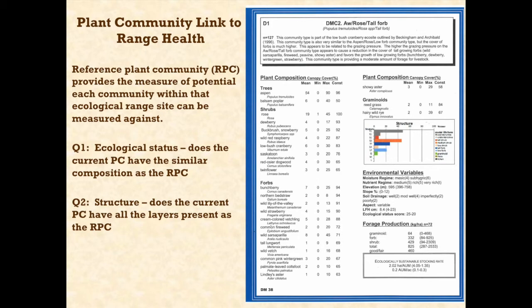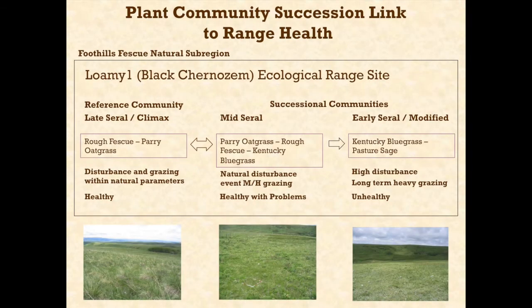Those first two questions you can't do without being able to understand the site and the site potential and plant community types. So here's an example, and this is a different slide than Craig showed this morning, but it is the Foothills Fescue Natural Subregion. And you can see on this end of things, where we're grazing this rough fescue prairie oat grass with a sustainable stocking rate. We're addressing management issues, we're controlling livestock distribution, and we're able to graze and sustain this plant community in a healthy range health.